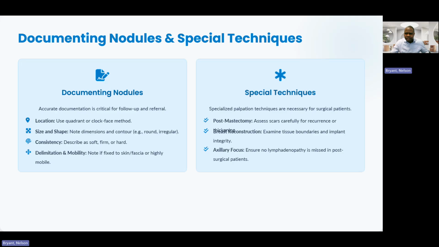And also look at the consistency of the nipple. Does it move freely? Is it fixed? And then also if they had any mastectomy or reconstruction, this requires careful assessment of the scar margin, and then also the axillary assessment.